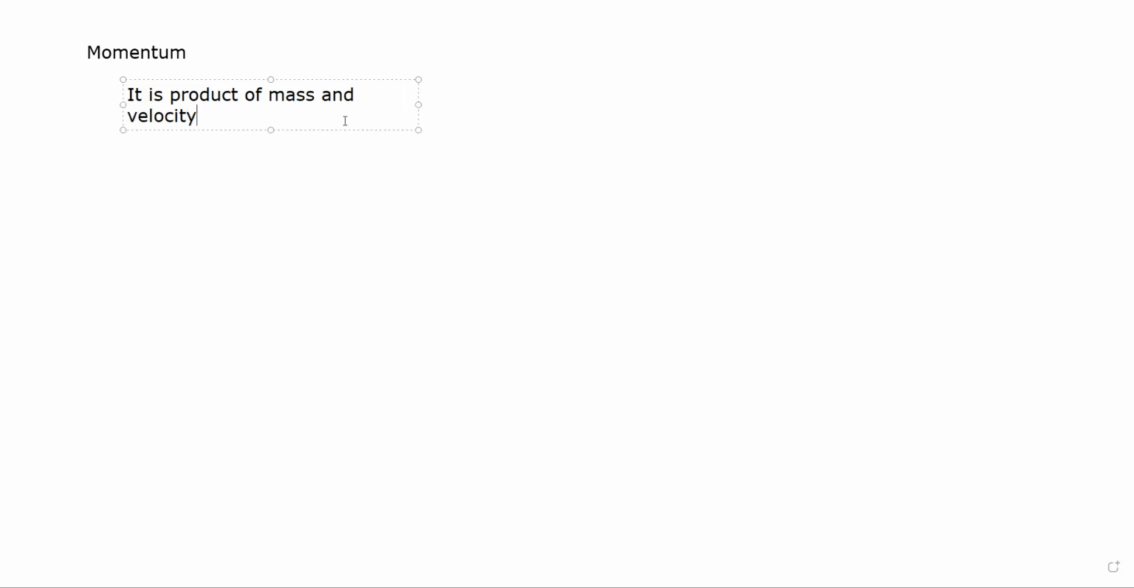When mass and velocity are multiplied with each other, what do we get? We get momentum. The formula for momentum is equal to mass multiplied by velocity, and the unit of mass is kilogram and the unit of velocity is meter per second, so it is kilogram meter per second, and it is a vector quantity.